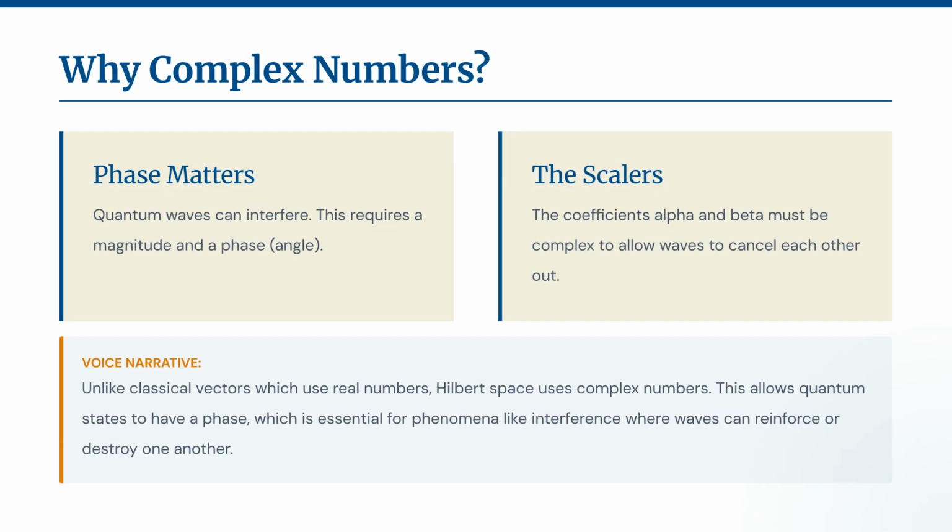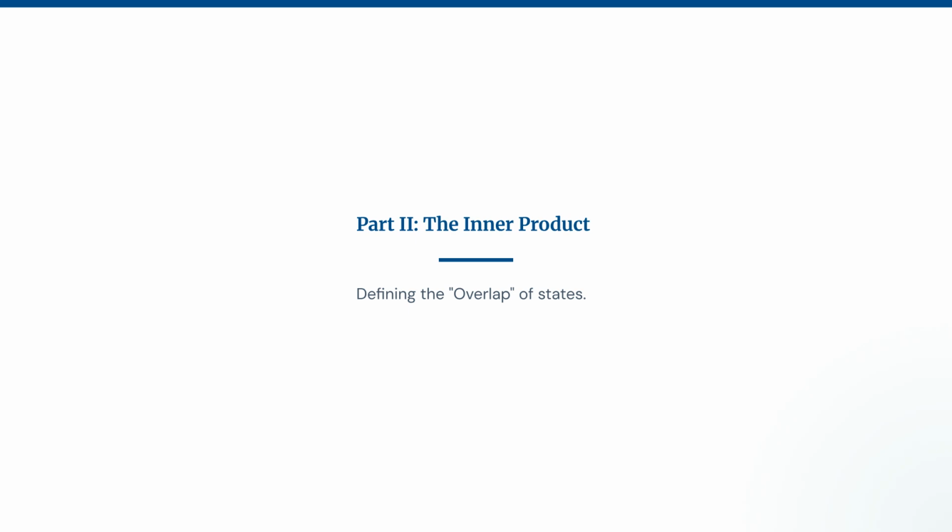Unlike classical vectors, Hilbert space uses complex numbers. This allows quantum states to have a phase, which is essential for phenomena like interference, where waves can reinforce or destroy one another. Next, we move to part 2, the inner product, which defines the "overlap" of states.